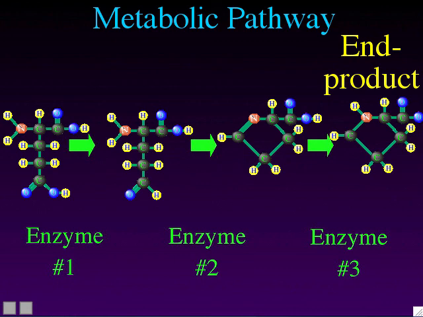Okay, so this metabolic pathway that I'm using as an example has three enzymes, these three arrows, 1, 2, 3, and it has one substrate, two intermediates, and one end product molecule.